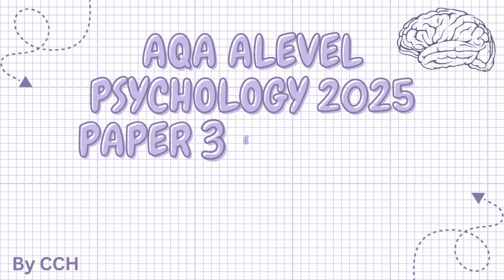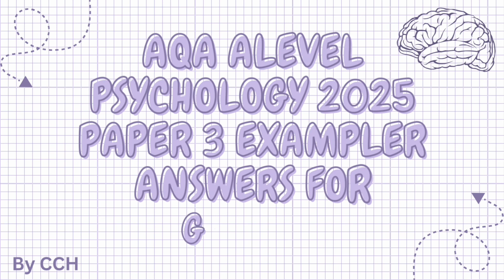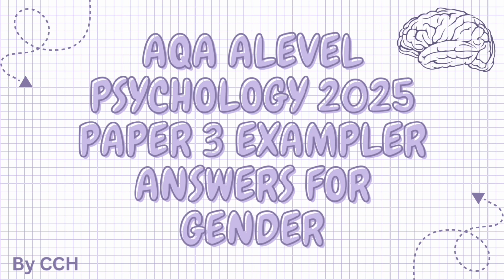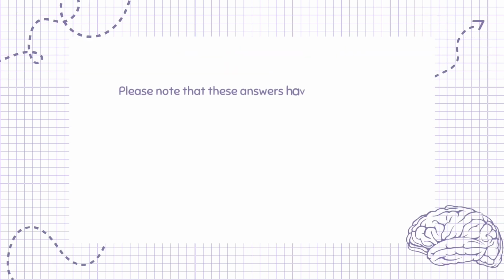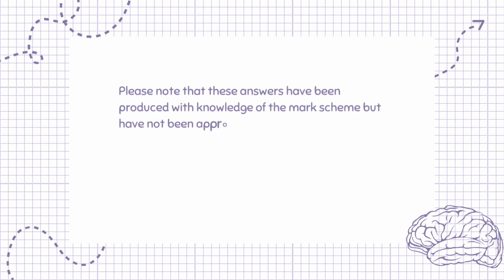In this video we will be looking at AQA A-Level Psychology 2025 Paper 3 Exemplar Answers for Gender, which you need to know for AQA A-Level Psychology. I hope you enjoy this video and find it helpful. Let's get started. Please note that these answers have been produced with knowledge of the mark scheme but have not been approved by the mark scheme themselves.